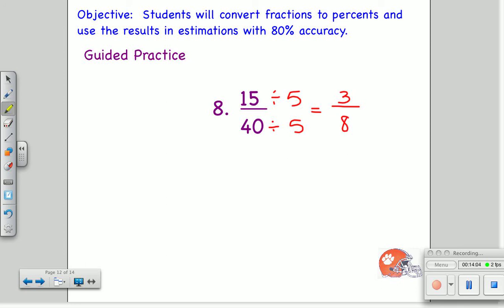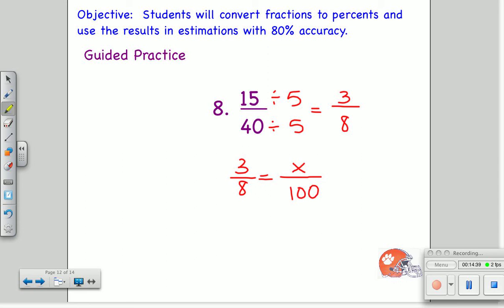Now I'm going to show you a different way to find percents. Because this way, there's no number that I can multiply by 8 to get 100. There's also no number I can multiply by 40 to get 100. Okay? So that's not going to work. All right? So let's figure out what else we can do. I know that I have 3/8. I know that what I want is some number out of 100.